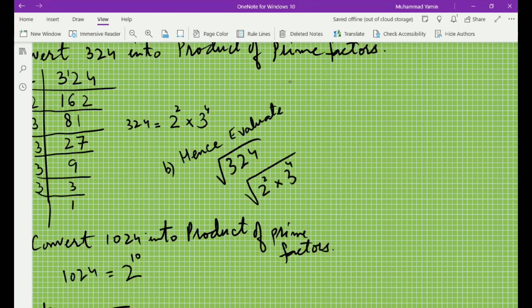and 3 power 4. Now, it is said in the question that we have to find out the square root of 324. So we have first of all converted this into the simple form, which is the product of the prime factors. Now, the method is you have to divide each power of the factor by 2 in order to get rid of the square root sign. And how will we do this?